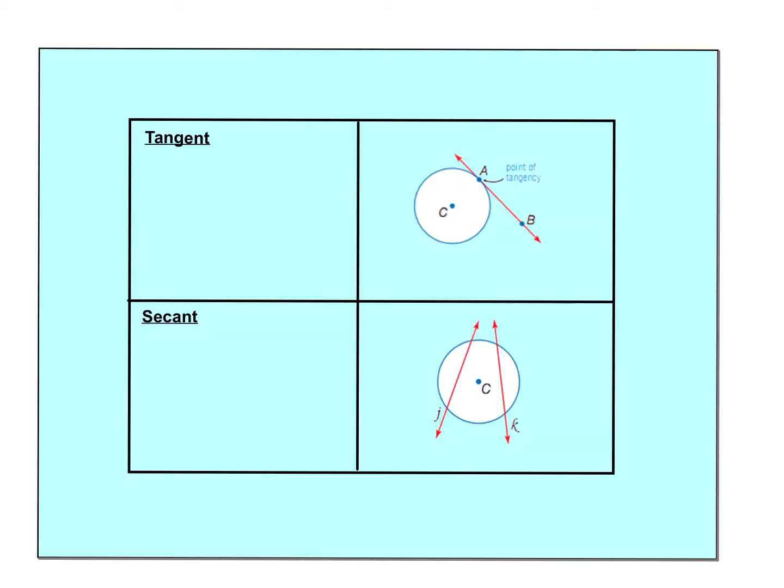So just to recap, just to review, tangent just means a line that touches a circle once. Okay, so here we have your point of tangency. AB is tangent to circle C. All right?